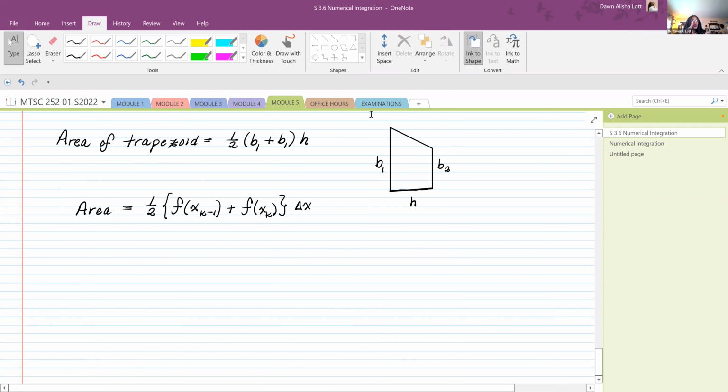Okay, so that's just one of them. So let's see what happens if we sum a bunch of them. The area is going to be 1/2 f of x0 plus f of x1 times delta x. So that's the first one.